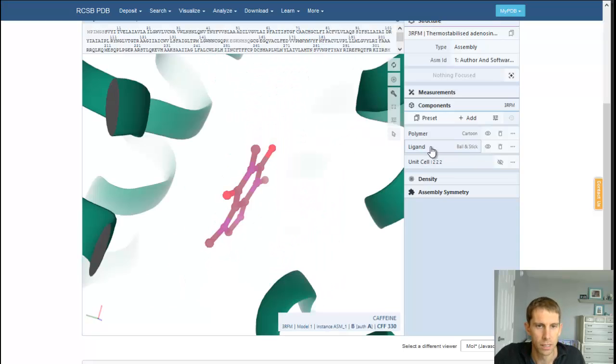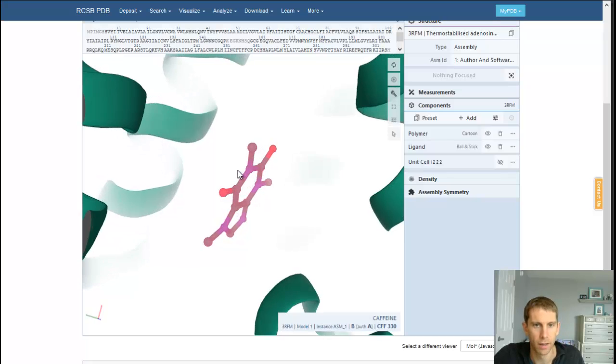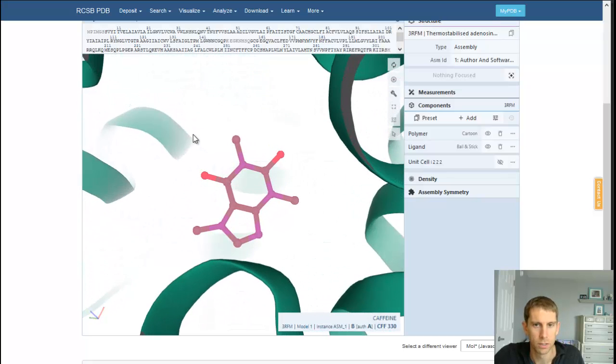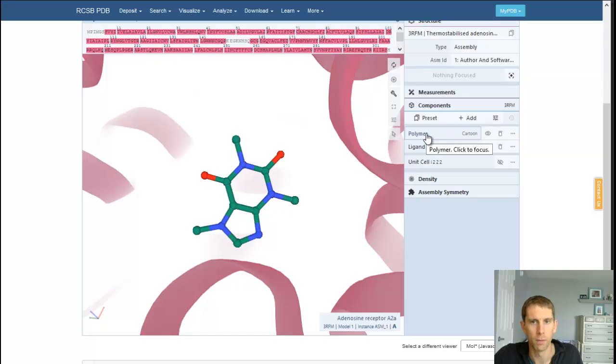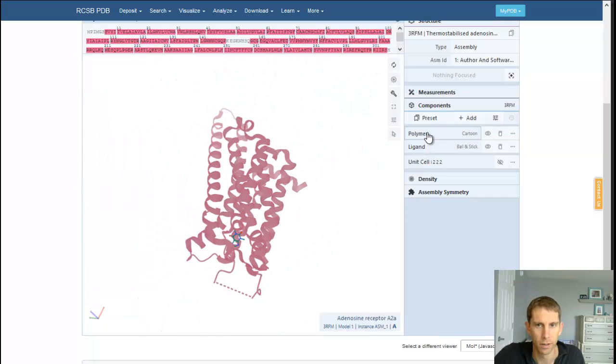So I've actually clicked on that now to zoom in again on the ligand, which is caffeine, which is in ball and stick mode, where my polymer, my amino acids, are in cartoon mode. So in cartoon mode, we actually can't see any of the structures of the amino acids. We can basically just see a ribbon, and a segment of that ribbon represents the amino acid.